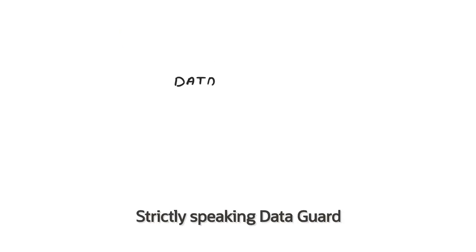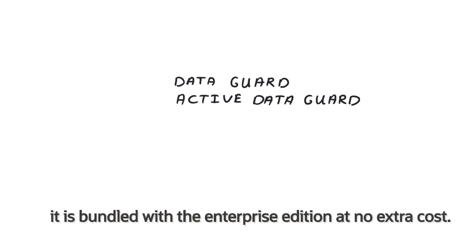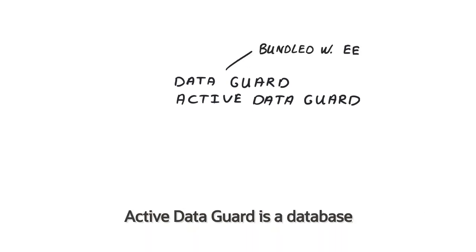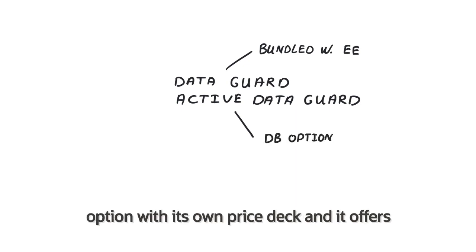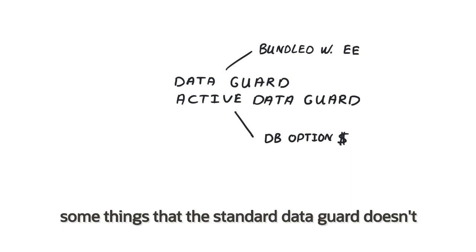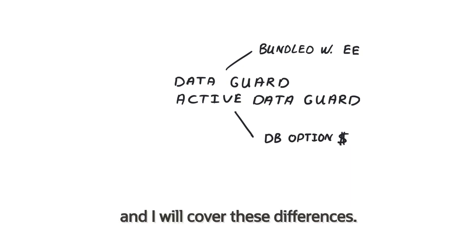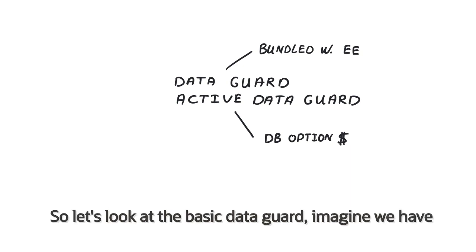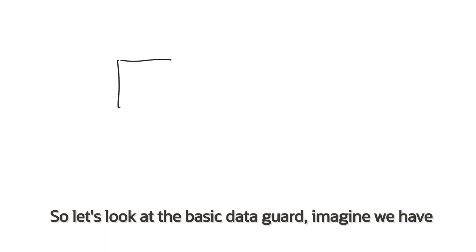Strictly speaking, DataGuard is not a database option because it is bundled with the Enterprise Edition at no extra cost. Active DataGuard is a database option with its own price tag, and it offers some things that the standard DataGuard doesn't, and I will cover these differences. So let's look at the basic DataGuard.